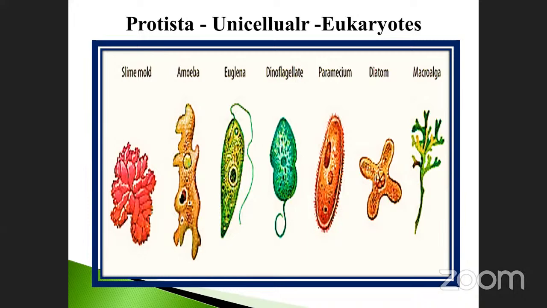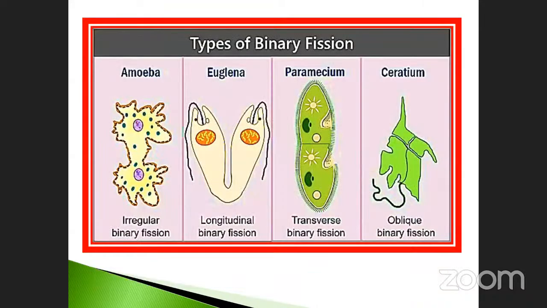Macroalga. Macro means it's a big size compared to the other one. This one is the last thing we discussed. Amoeba has an irregular binary fission. Irregular means it can split in any direction. That's why they have given it the name irregular binary fission. And then Euglena. Euglena is nothing but a longitudinal binary fission. How will it be divided? It is in a longitudinal direction.